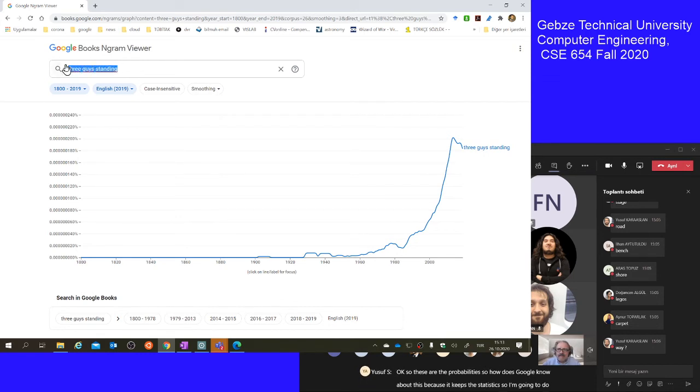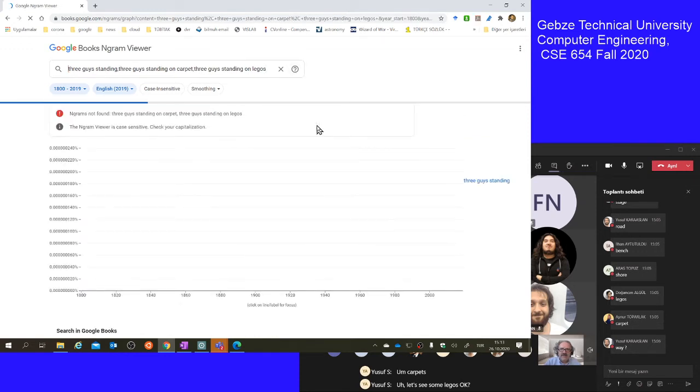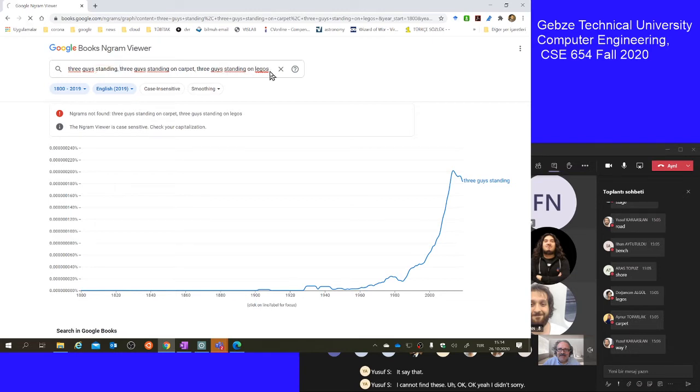So I'm going to do this then. Let's see which one of your answers is the best answer. "Carpet and three guys standing on carpet and on, let's see, some Legos." Let's see what's happening. Well, it says that no, I cannot find any. Google did not see anybody typing "3 guys standing on carpet" or "3 guys standing on Legos."